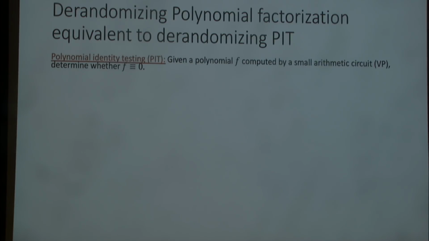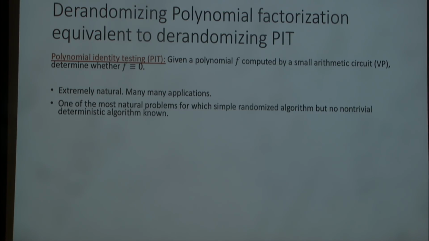Okay, so let me. The polynomial identity testing, I guess everybody here knows. You're given a polynomial computed by a small arithmetic circuit. Decide if the polynomial is identically 0 or not. And this is again very, very natural, has lots of applications, and we know a very simple randomized algorithm, just evaluate it at a random point. And this is probably one of the most natural problems for which we know such an easy randomized algorithm, but nothing non-trivial that is de-randomized.